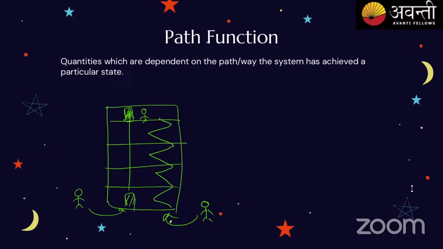Now this is nothing but a path function. Based on which path you are choosing, the amount of energy you are spending is different here. But in the case of potential energy, whether you take stairs or the lift, the height is what matters. So the potential energy also will be the same in both cases if the initial and final state are the same.